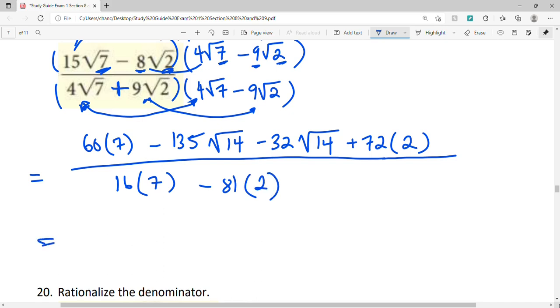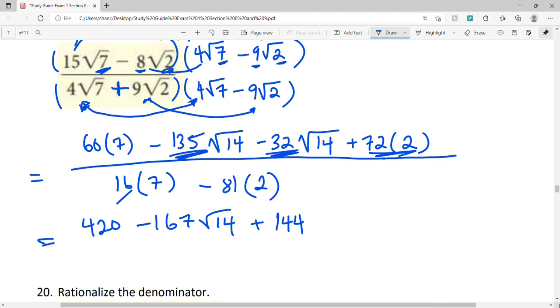Let's simplify the numerator. We have 60 times 7. That simplifies to 420. I can add negative 135 and negative 32 together. That is negative 167 root 14. 72 times 2, that's 144. So let's fix that. And then 16 times 7 gives me 112. 81 times 2 is 162.